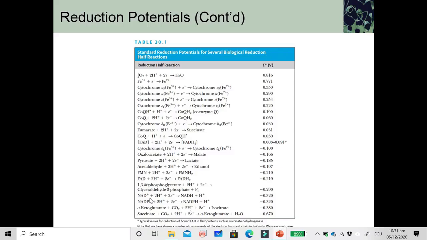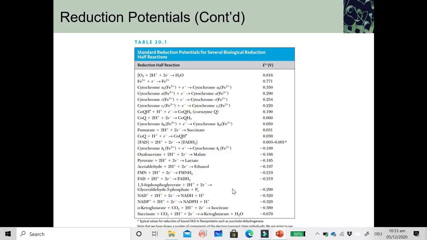Now, if we look at NAD plus and NADH. Remember, NAD plus is the oxidized form of NAD, and NADH is the reduced form of NAD. And therefore, it is NAD plus that's going to act as an oxidizing agent, and NADH is going to act as a reducing agent. The same is true with FAD and FADH2. FAD is the oxidized form of FAD, and FADH2 is the reduced form of FAD. And therefore, FAD is going to act as the oxidizing agent, and FADH2 is going to act as the reducing agent.